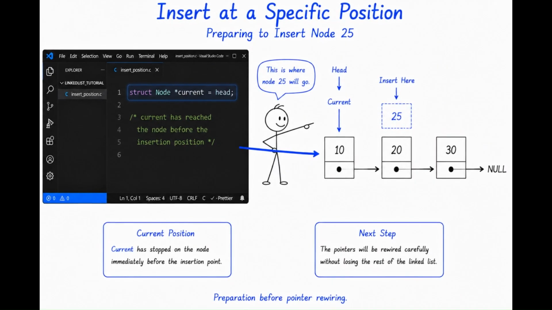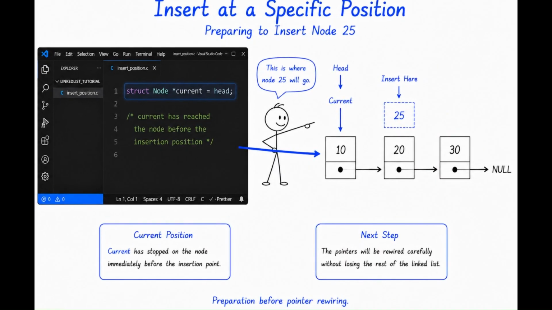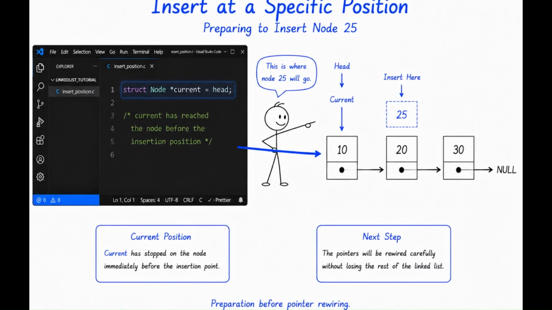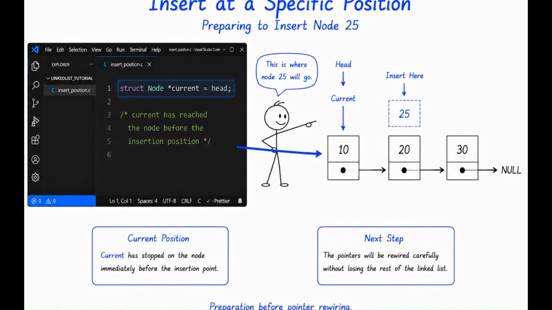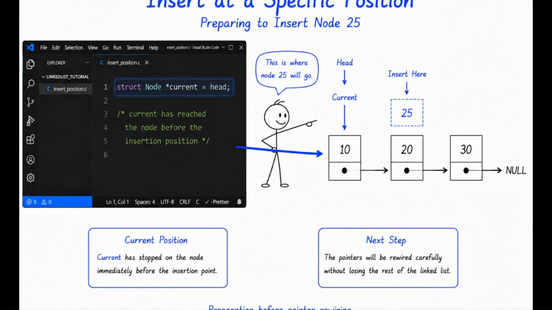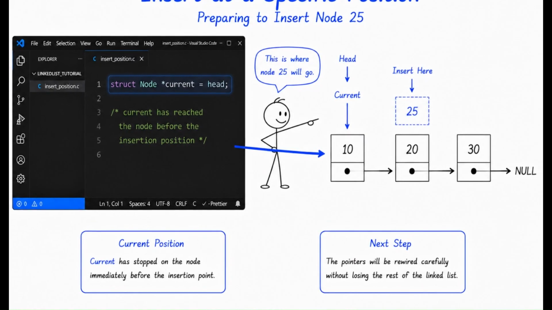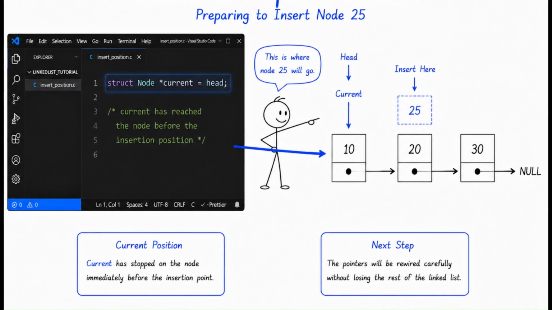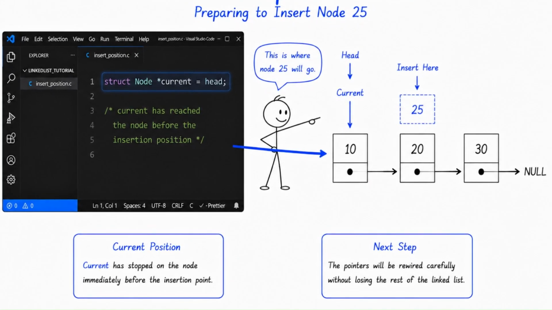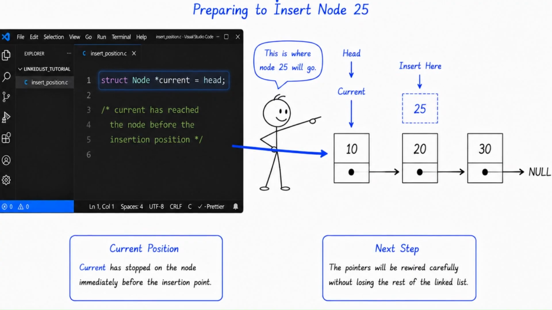Which brings us to section 4, inserting at a position, the harder path. Okay, I want you to look closely at this really delicate rewiring action. Let's say we want to insert node 25 at position 2. That's right between node 10 and node 20. Our current pointer has successfully parked at node 10.